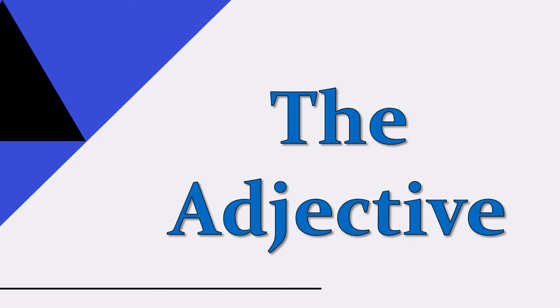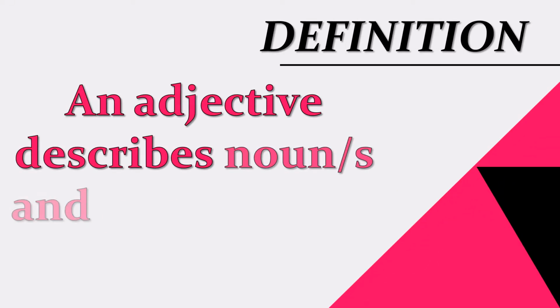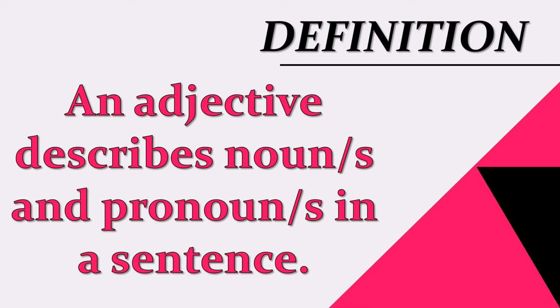What is an adjective? An adjective describes nouns or pronouns in a sentence. In other words, we use adjectives to add something to the meaning of a noun. Now let's read this paragraph given and note the words that are highlighted. Each word highlighted describes the noun placed after it and is an adjective.